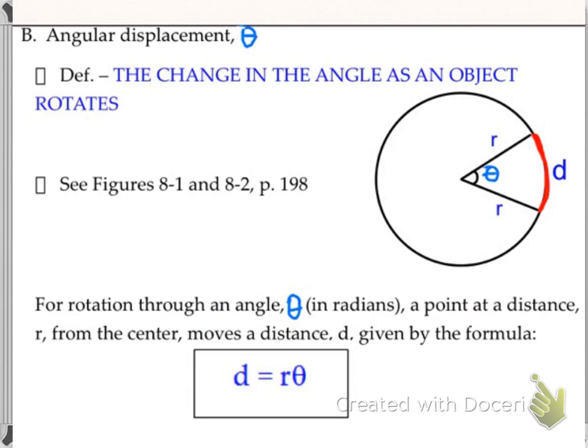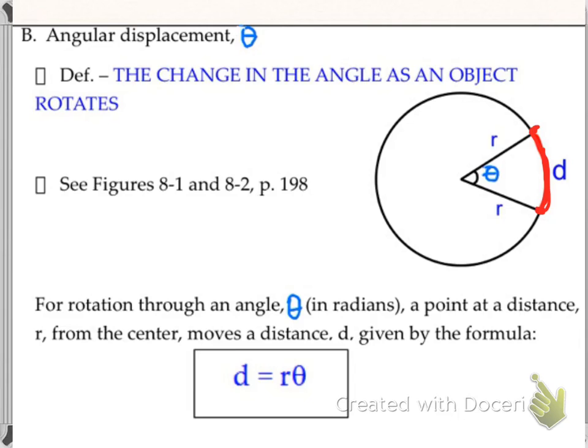For the next part, we're going to look at angular displacement. It's defined as the change in the angle as an object rotates. Don't forget your book has a really good picture, so I included those in your notes. On page 198, you can look at figures 8.1 and 8.2. And if we think of having a circle, you know what the radius is going to be. Well, if we look at the radius at two different locations, such as to here and to this point, there is going to be an angle between those two radii, and distance is going to be defined as that arced section of the distance of a circle.